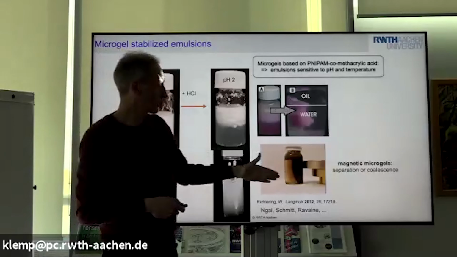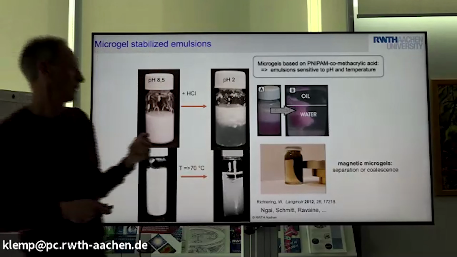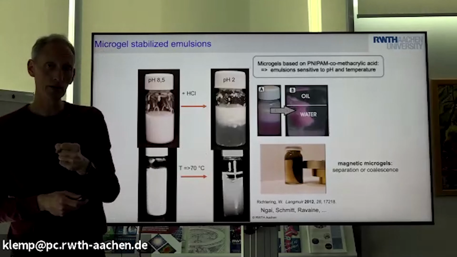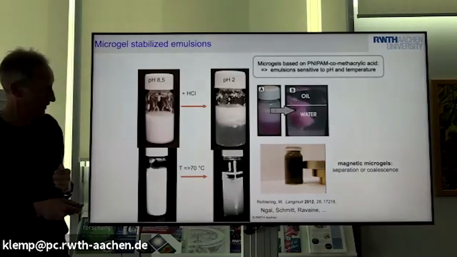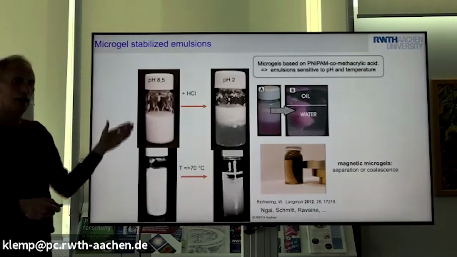We at one point also added magnetic nanoparticles to it, and then you can control the stability. You can collect the droplets, or when you increase the heat by using an alternating magnetic field, you can also break the emulsion. So they are interfacially active.